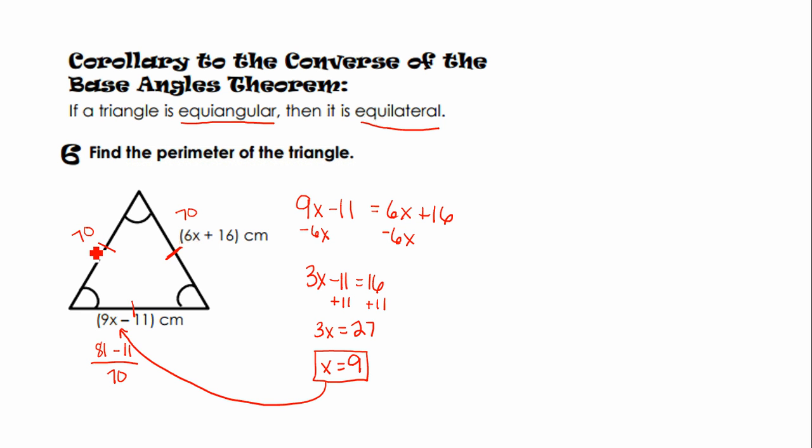You don't even have to plug it into that other one if you don't want to. Plug it into one of these. So 81 minus 11, 70. Each piece is 70. So what's the total perimeter of that triangle? The total perimeter of that triangle would be 70 plus 70 plus 70, or 210. And I'll label that centimeters, okay? So solving for x using the idea of pieces that are equal.